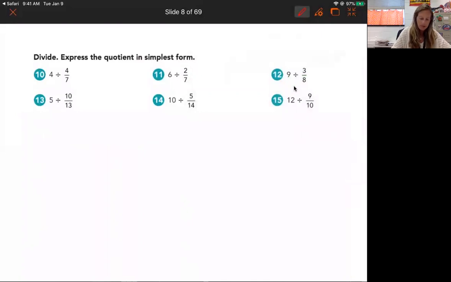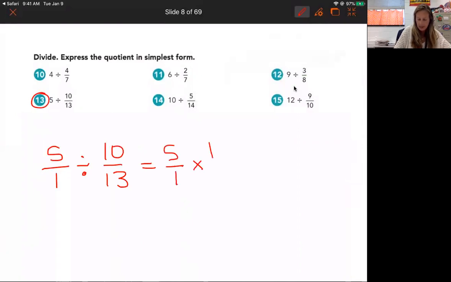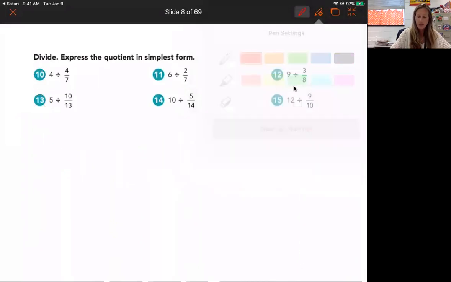Okay, so let's look at 13. 5 over 1 divided by 10/13. That's the same thing as 5 over 1 times 13 over 10. If you don't know how to cross cancel, you'll do 5 times 13 over 1 times 10. If you do know how to cross cancel, you can see here that we've got a 5 and a 10 we can cross cancel. Again, we're going to do that over and over again.